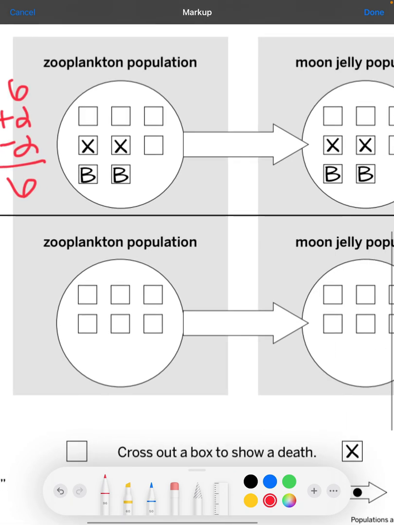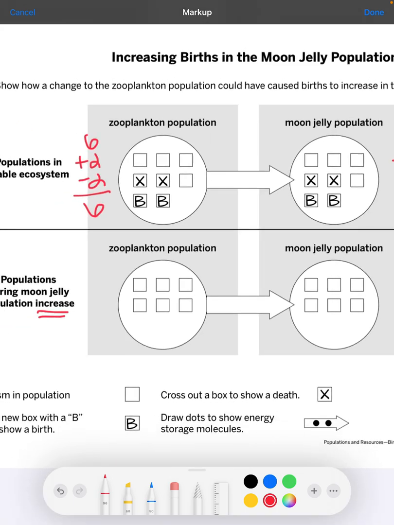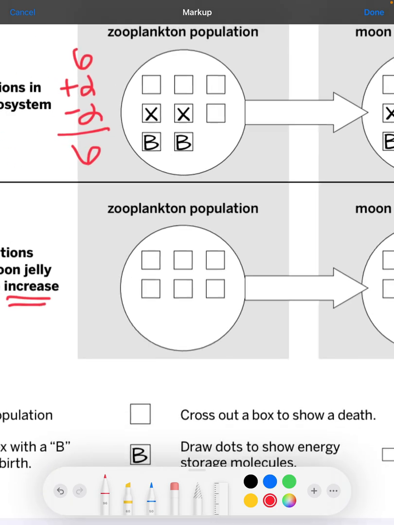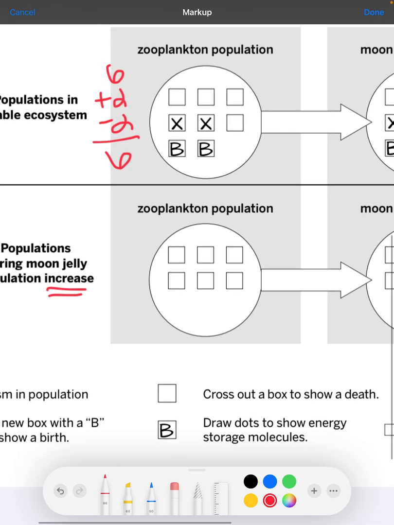So we had said if the zooplankton population increased, then the moon jelly population would increase. So let's go ahead and just increase it by 1 just to make it easier. So I'm going to write in 3 births. And I'm going to have the same number of deaths just to make it easy.